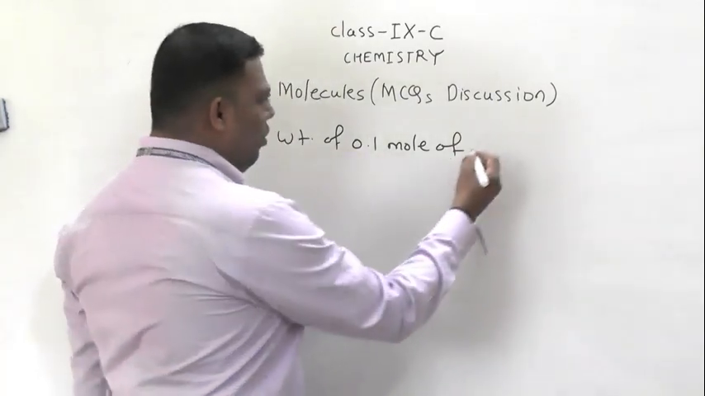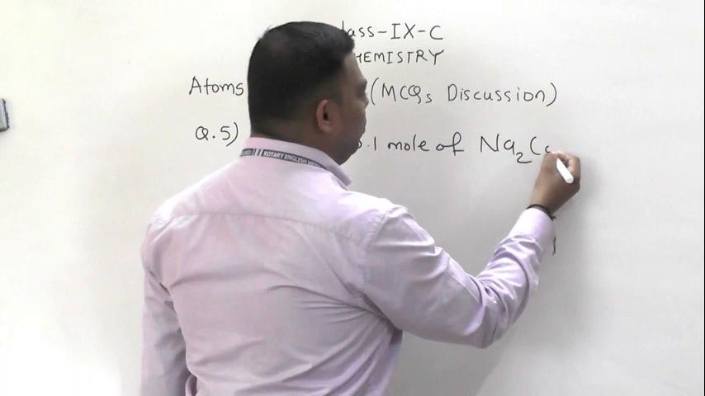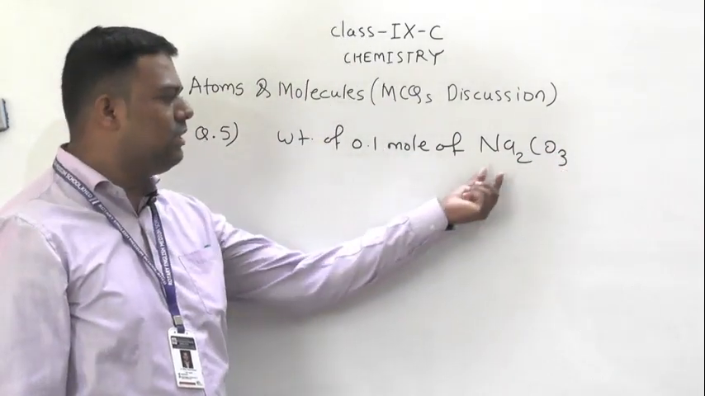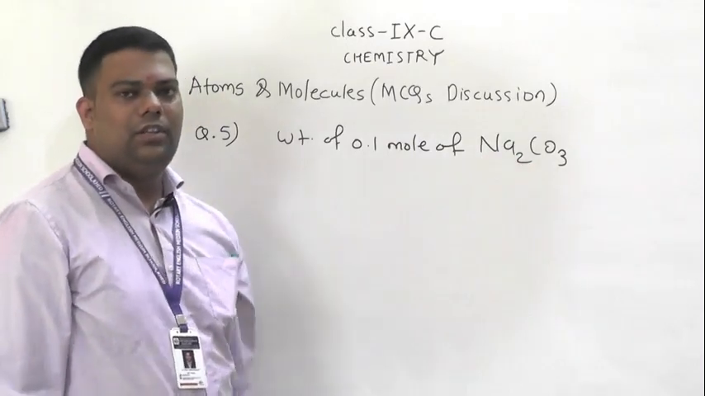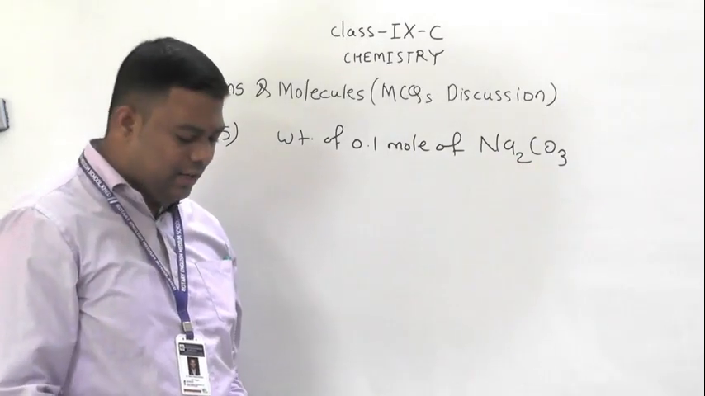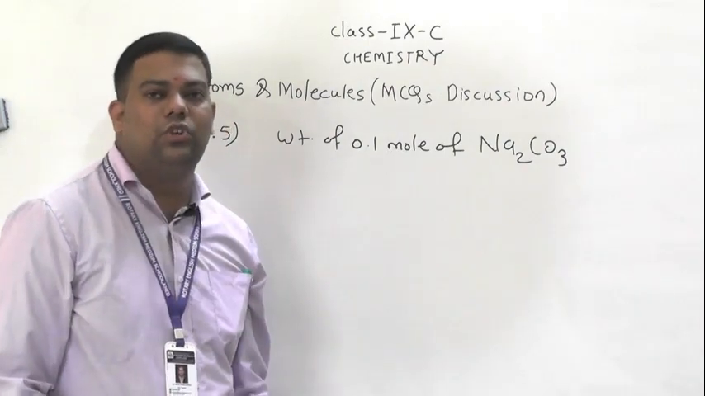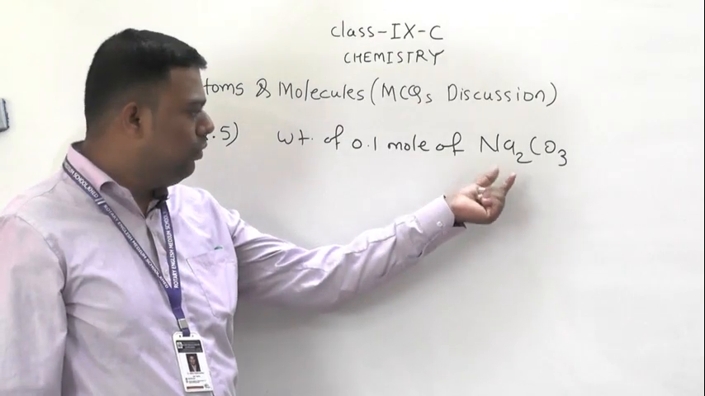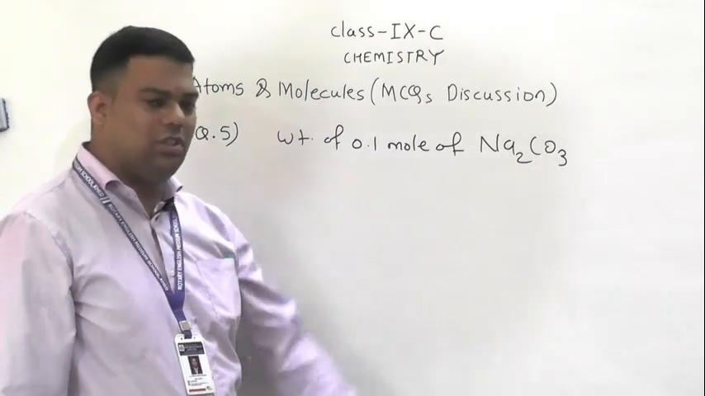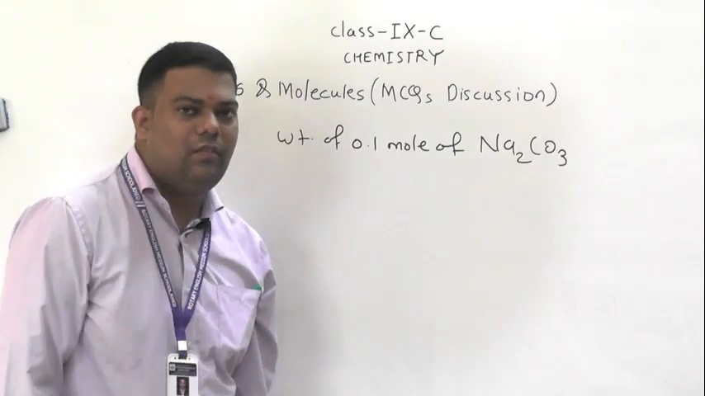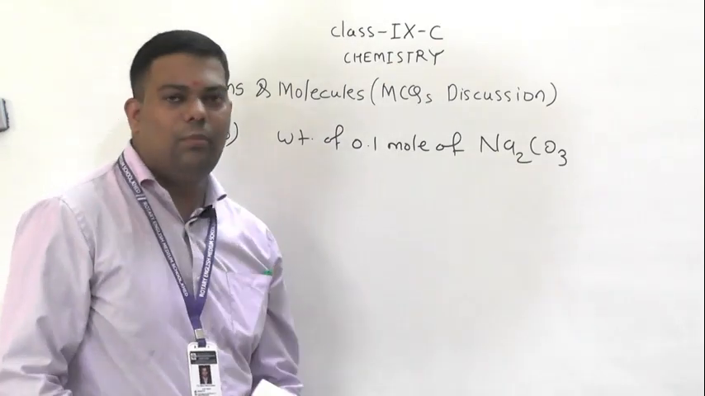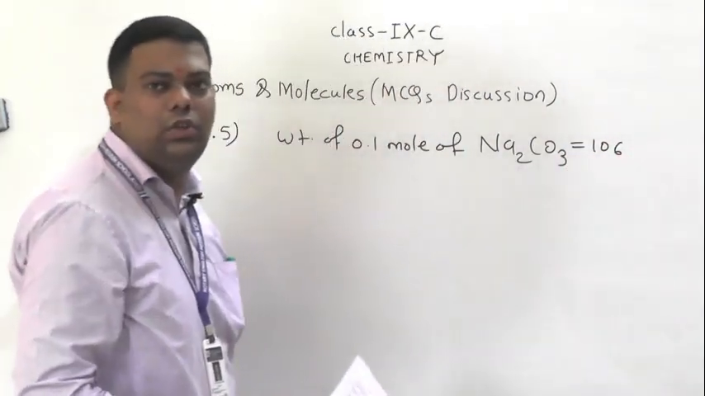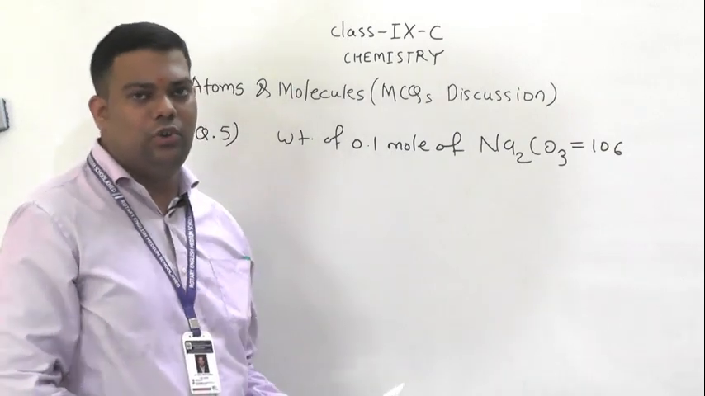So see, this sodium carbonate here, Na2CO3. And if you do the calculation of the atomic masses of the individual elements, then you will get the molecular mass as 106. How is it? Sodium 23 into 2 is 46, carbon 12, and oxygen how much? 16 into 3 is 48. Okay. Then you will get how much here? 106 u, or you can also write it in gram.